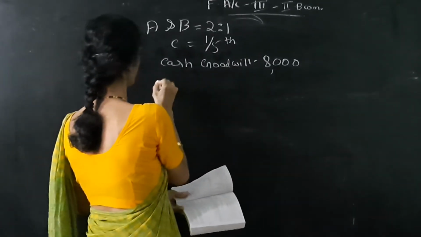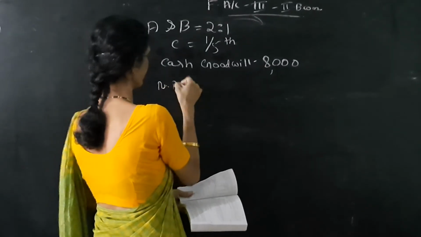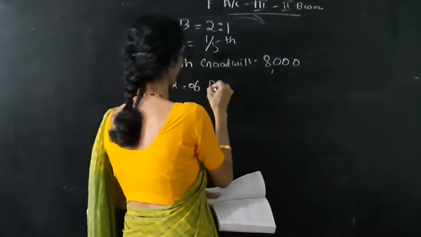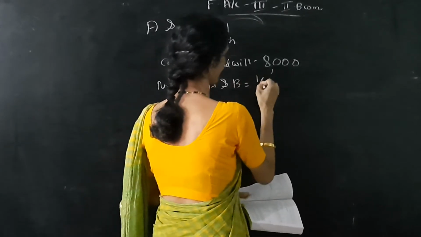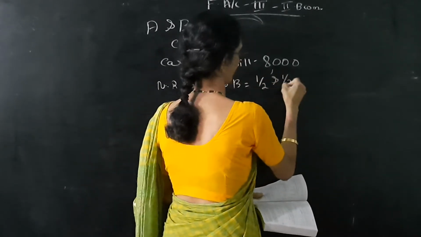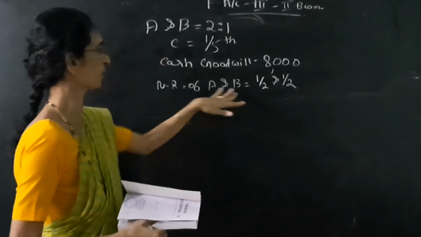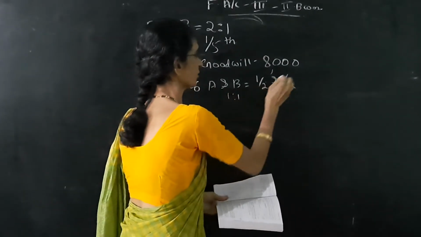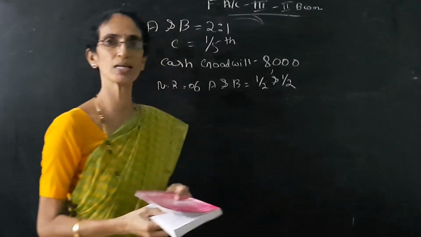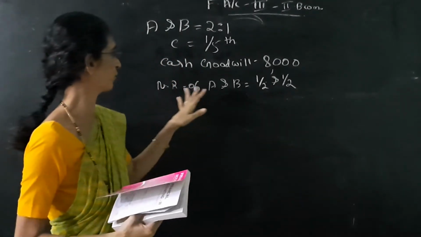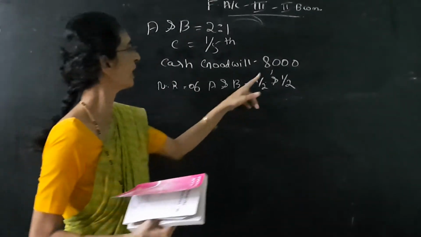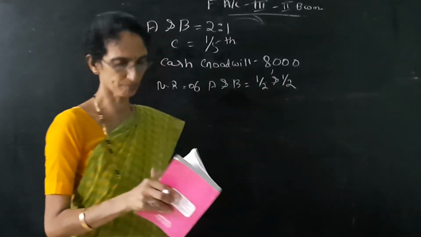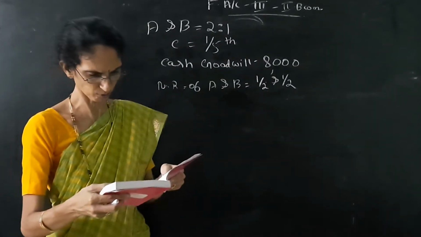So the new ratio of A and B is equal. That means half and half. So equally, for two partners, means 1:1. That means 1/2:1/2.